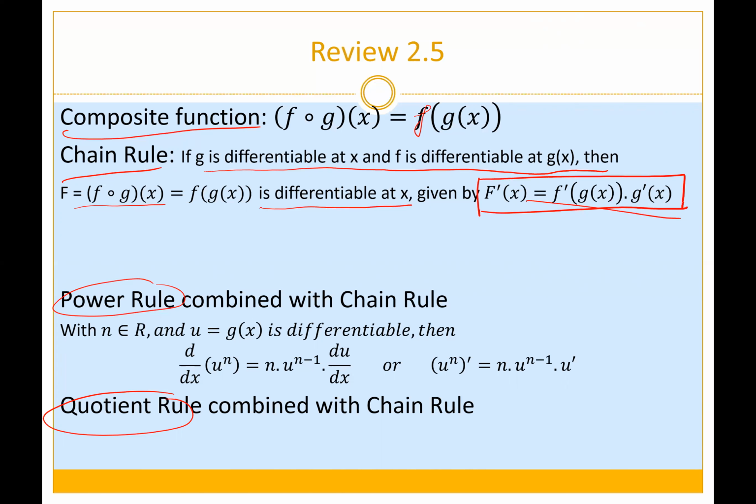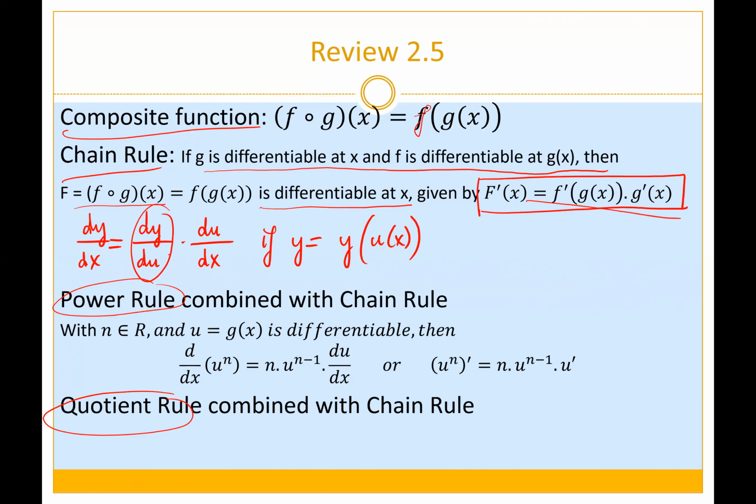So here, another way that we can think about this is that dy over dx is going to equal dy over du multiplied by du over dx, if y is a function of u and u is a function of x inside. So that's another way to think about it. In this way, it's kind of easier because dy over du is y prime with respect to u, multiplied by u prime with respect to x.